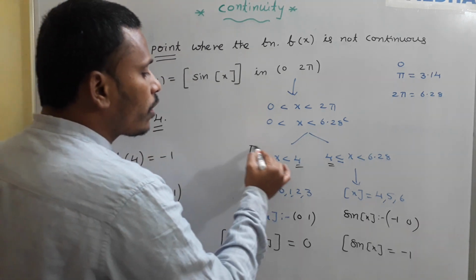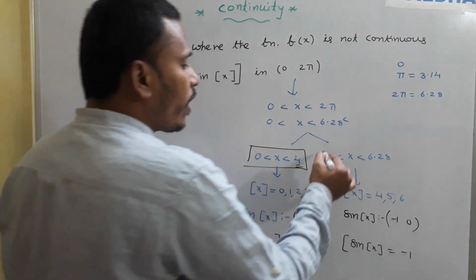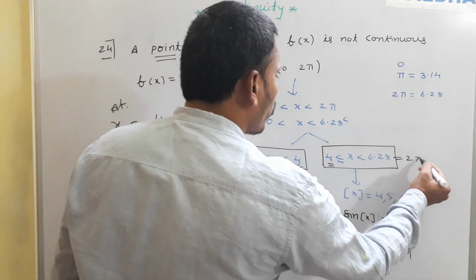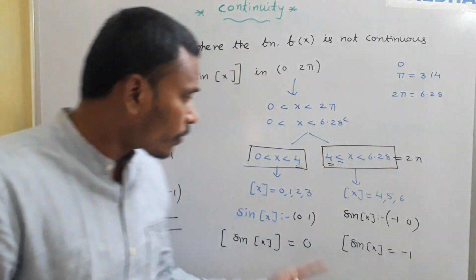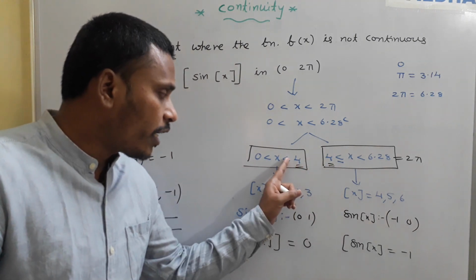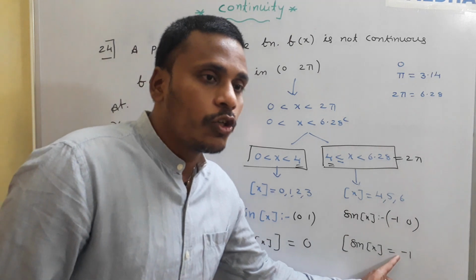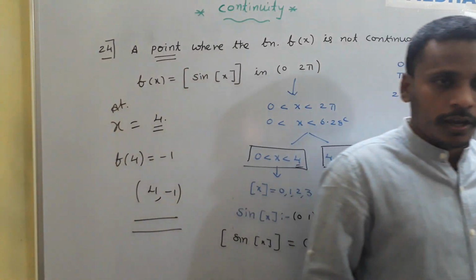If x is between 0 and 4, [sin[x]] is 0. If x is between 4 and 6.28, that is 2π, [sin[x]], the functional value, is -1. So at the left side of 4, the functional value is 0. On the right side of 4, the functional value is -1. So 4 is the point of discontinuity. Okay, have a look.